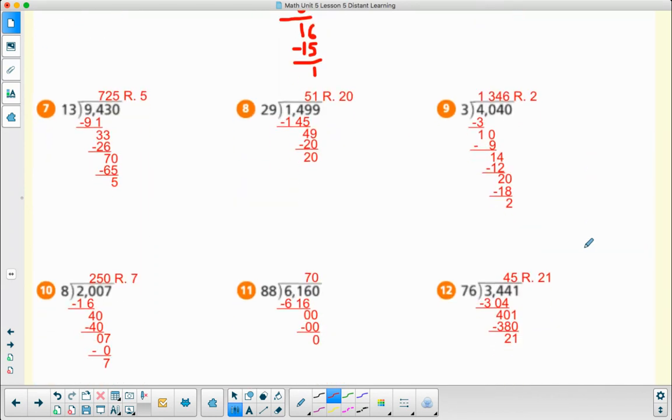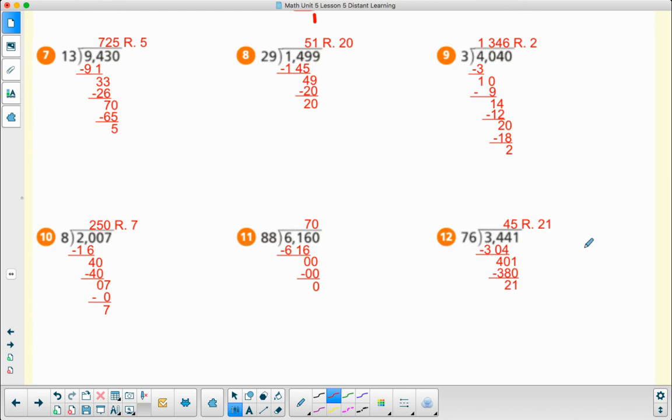And here is 7 through 12. If you need to pause the video to take a closer look at some of these and retry them yourself, of course, that is the best way to do this.